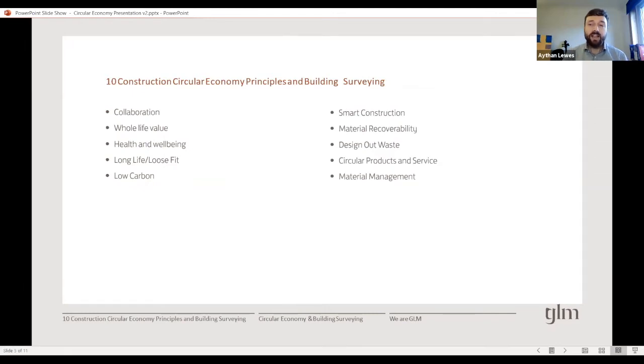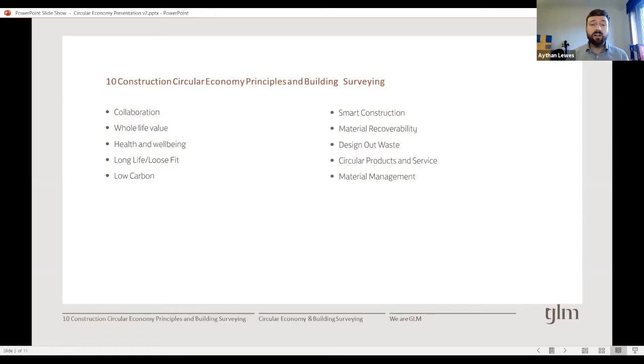It was good that Nick there introduced the 10 construction circular economy principles, because that is a good tool that I've used to identify how building surveying connects in with the circular economy and how our work at GLM connects in. So I was just going to quickly run through these and talk about how we would interpret these in our world and in our work.